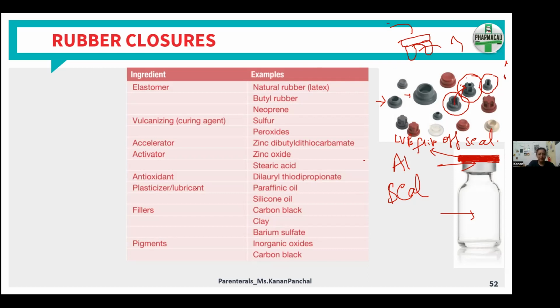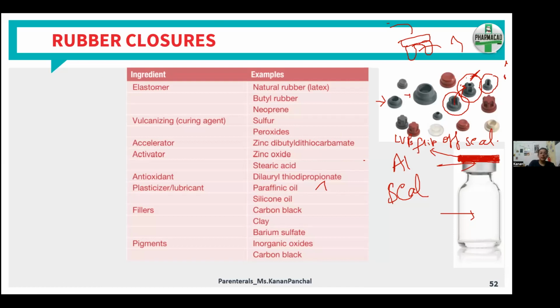All right. In some cases you want to remove more water vapor in less time. So in that case you will use this one. It has 4 slits from where more will come out. Okay, water vapor. So these are the different types of rubber closures.